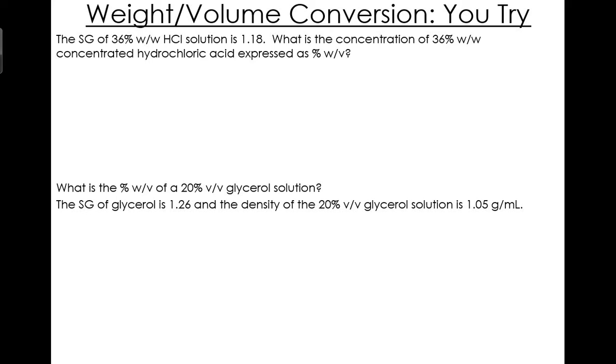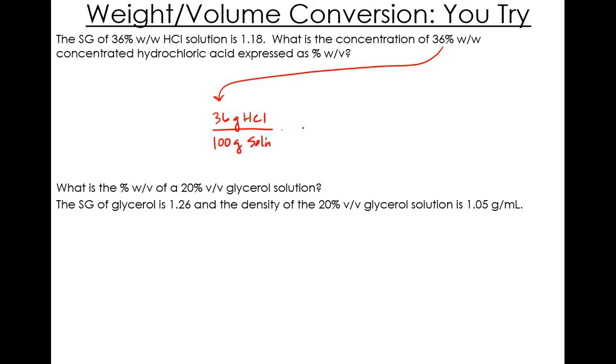All right, the goal in the first problem is to convert the concentration 36% weight by weight into a percent weight per volume. Let's start by converting that percentage into a fraction. It's 36 grams of the active hydrochloric acid per 100 grams of total solution.